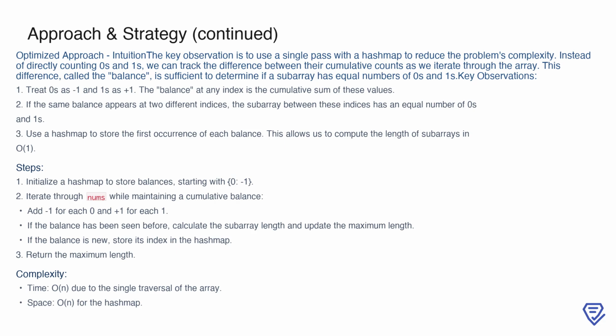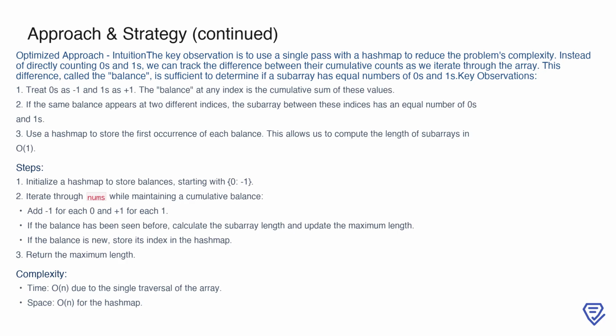Now, let's explore the optimized approach, which is both faster and more efficient. The key observation here is that instead of counting zeros and ones directly, we can track their cumulative difference as we iterate through the array. This difference, referred to as the balance, is sufficient to determine if a subarray has an equal number of zeros and ones. The strategy is to treat zeros as -1 and ones as +1, and calculate the cumulative sum of these values as we traverse the array.